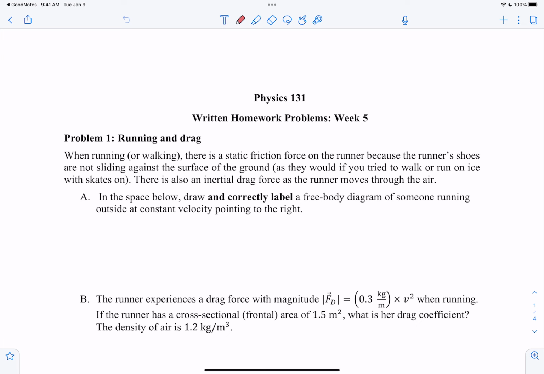So it says when running outside, there is a drag force due to the runner moving through the air, right? My bad, hold up. I'm looking at a different homework, my bad.